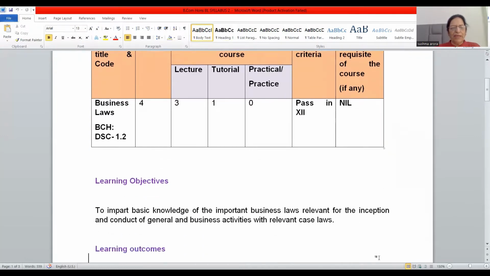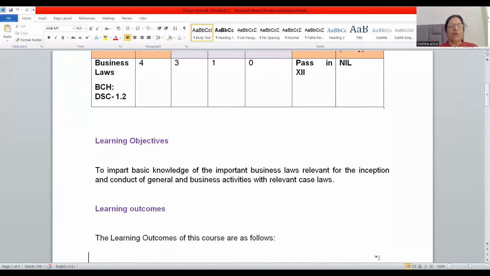Now, moving ahead, friends, what are the learning objectives of this paper? The learning objectives of the paper are to impart basic knowledge of the important business laws relevant for the inception and conduct of general and business activities with relevant case laws. There are many case laws which I have also taken up in my videos and which your teachers will also discuss. Case laws are Indian as well as English case laws.